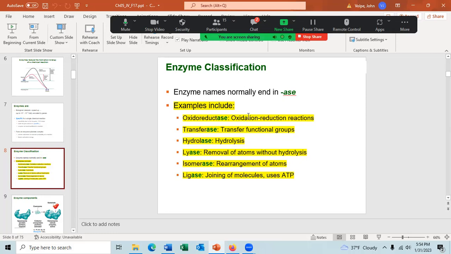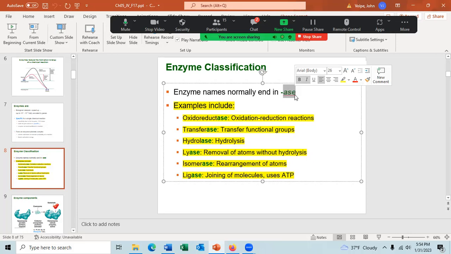Enzymes frequently end in ACE, but not all enzymes do, especially the enzymes that were named before the ACE convention was started. Like if you happen to know, renin is an enzyme that curdles milk in your stomach, and renin is an enzyme, but it does not end in ACE. Any question about any of that?